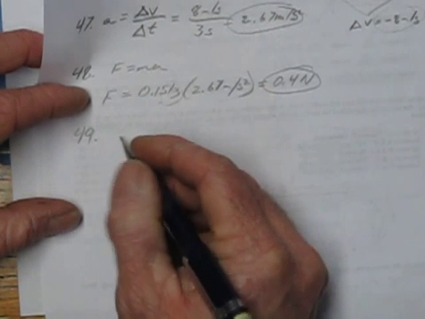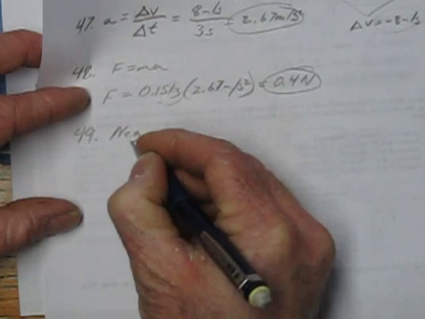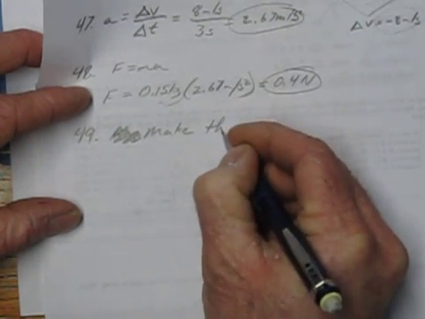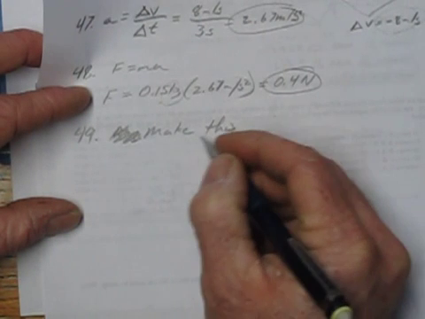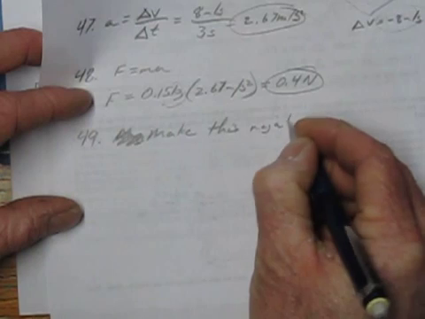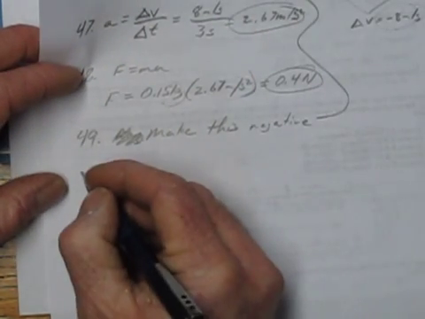What will I do? Maybe I'll just say negative 8. 50.